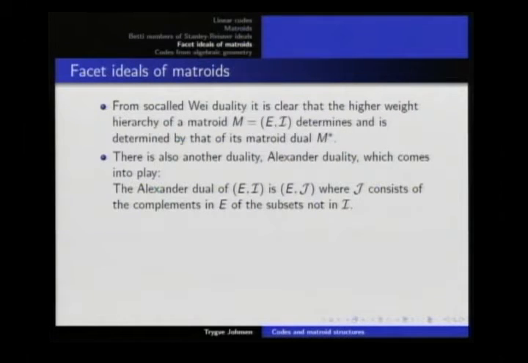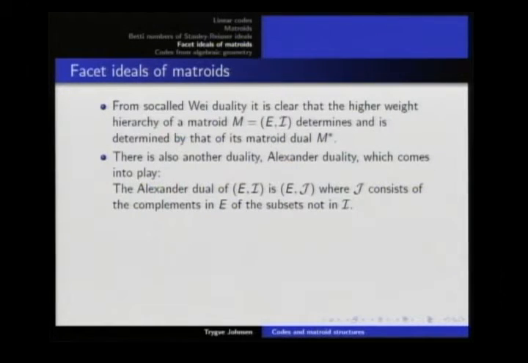There is also another duality, Alexander duality, which comes into play. The Alexander dual of a matroid, as we have seen, is E, J.